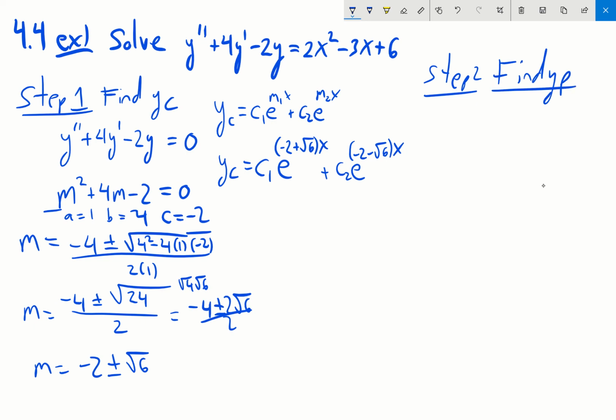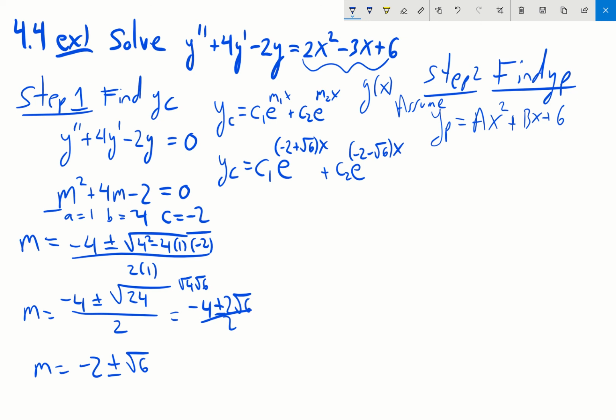The way that we're going to find y sub p is by looking at the following function. And I'll post some guidelines in D2L, some notes with suggestions on what to try for y sub p. What we're going to do for y sub p is make an educated guess based upon the form of g of x. Well, g of x is 2x squared minus 3x plus 6. That's a polynomial of degree 2. So it very well may be the case that y sub p, our particular solution, could also be a polynomial of degree 2.